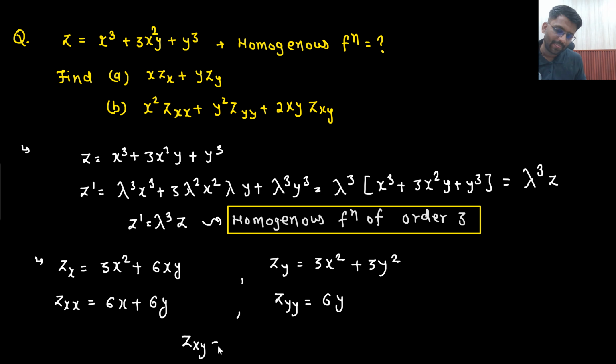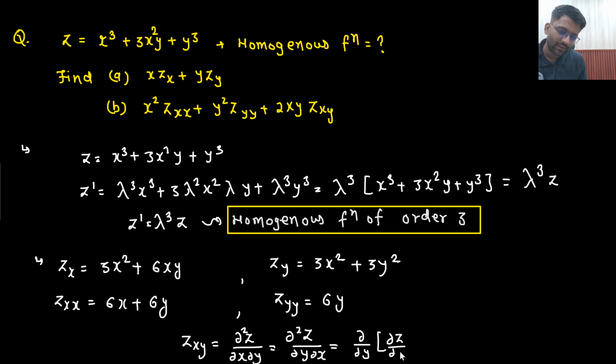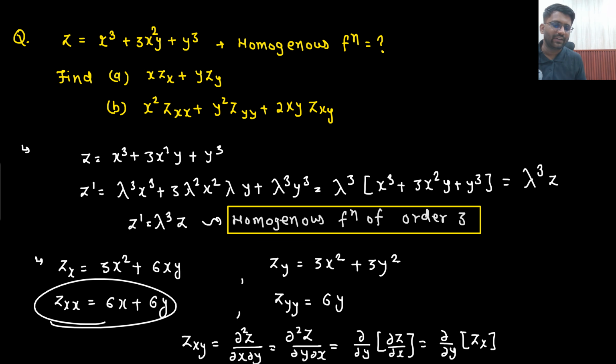Now what will be zxy? You pick up zx, which is already there. Now you need to differentiate it with respect to y. Basically zxy could be written as del square z by del y del x, or del by del y of del z by del x, which will be the same in our analysis, right? What is del z by del x? That is zx only. Whatever zx is, I have already differentiated with respect to x. This time I need to differentiate with respect to y. So what is the answer? I will be getting 6x, right? Because 3x square will give you 0, 6x will be common, differentiation of y will be 1. So zxy is coming out to be 6x.